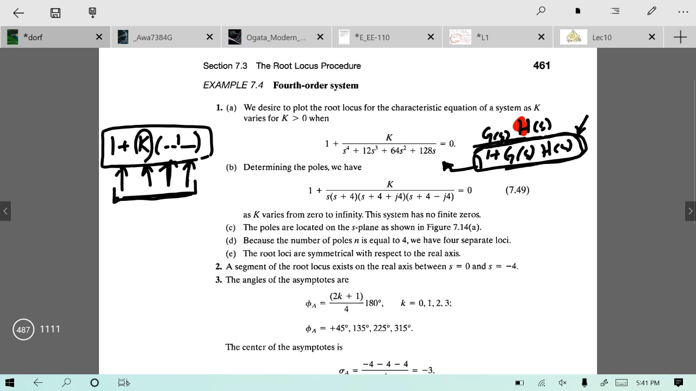So first of all, determining the poles. One pole we have at the origin, s is equal to 0. Another pole is at s is equal to minus 4. Another poles are at s is equal to minus 4 minus 4j, and minus 4 plus 4j. As this book has already drawn the root locus, let's draw our root locus for this specific problem over here as well.